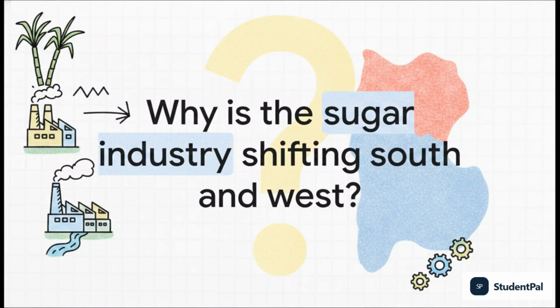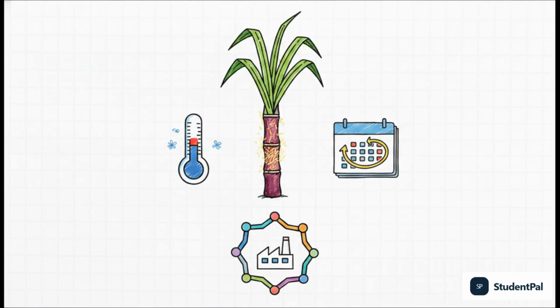Why would an entire massive agricultural industry pack up and move south? Well, it basically comes down to climate and business models. You see, the sugarcane produced in those southern and western regions actually has a higher sucrose content. It's literally sweeter and yields more sugar. Also, the cooler climate down there means the crushing season lasts much, much longer.